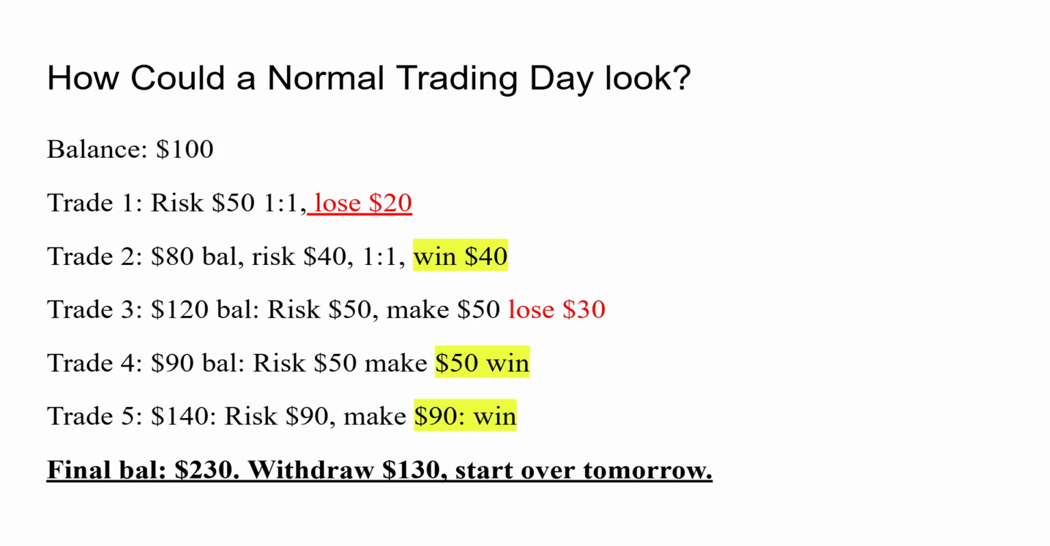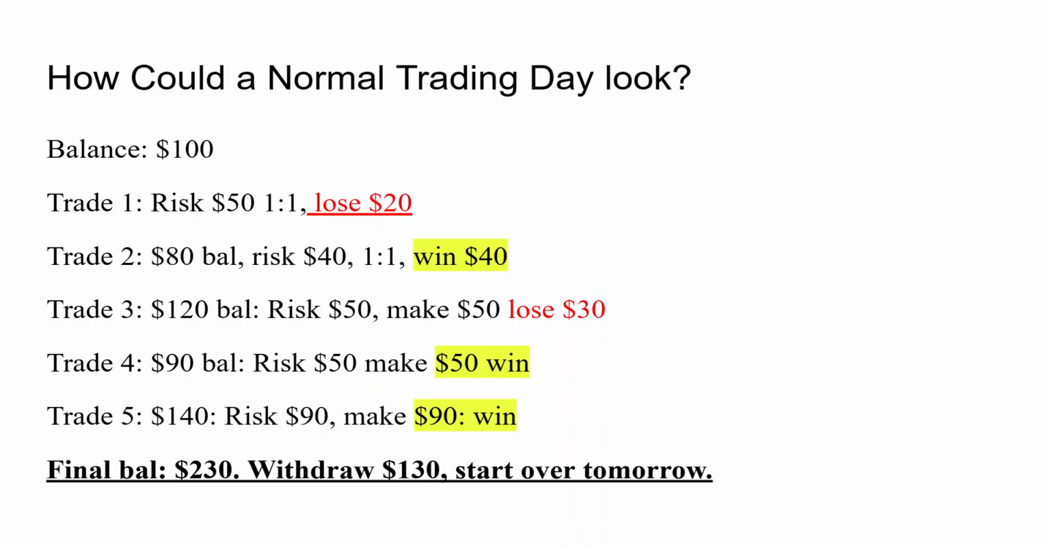You lose 20 because you don't let the trade hit your stop loss. It just goes against you. You get out early. Fine. Now your account balance is at 80. Out of that 80, you risk 40. You win. Your new account balance goes to 120. Okay. You risk 50 to make 50. You lose 30. Okay. So you're back down now to 90 bucks.